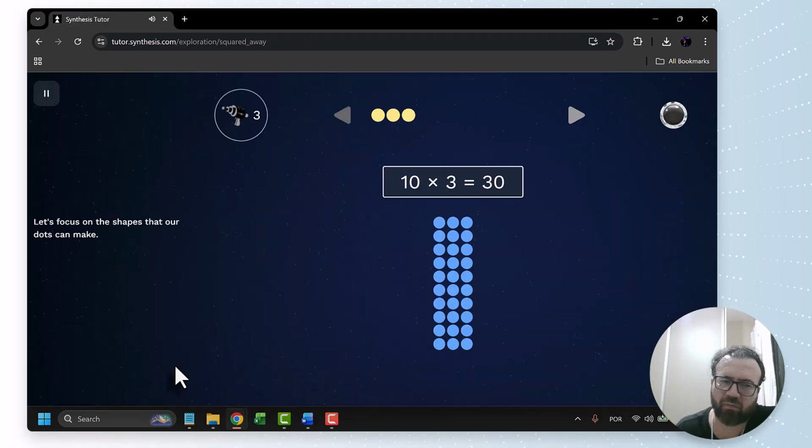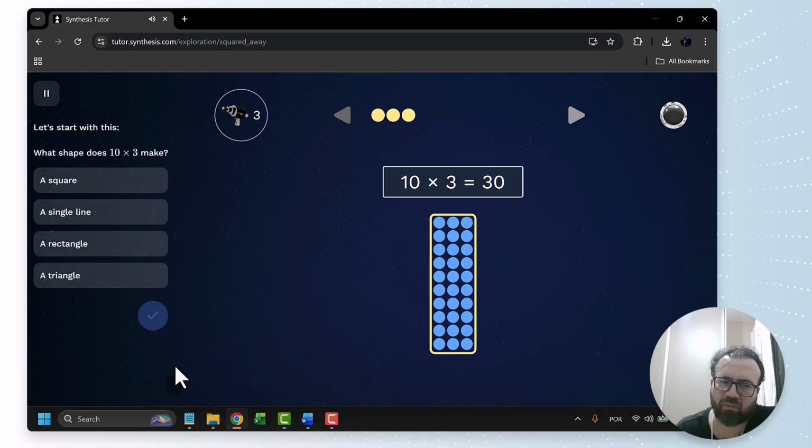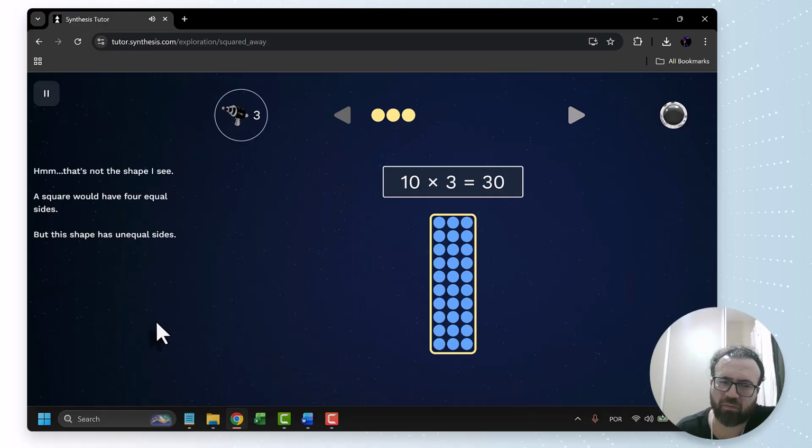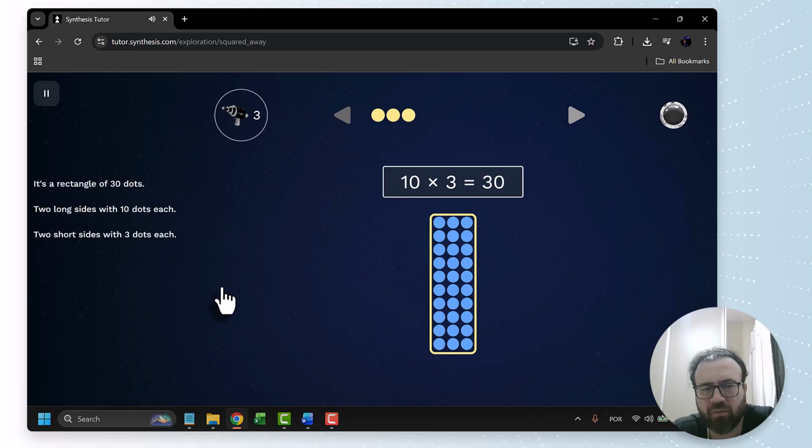Let's focus on the shapes that our dots can make. Let's start with this. What shape does 10 times 3 make? That's not the shape I see. A square would have 4 equal sides, but this shape has unequal sides. It's a rectangle of 30 dots, 2 long sides with 10 dots each, 2 short sides with 3 dots each.